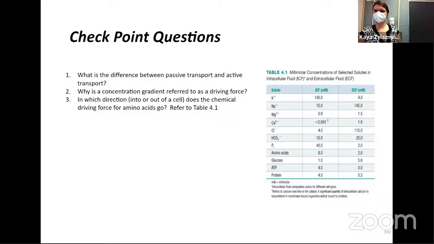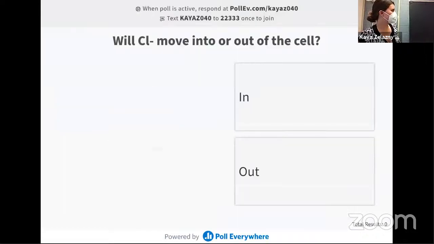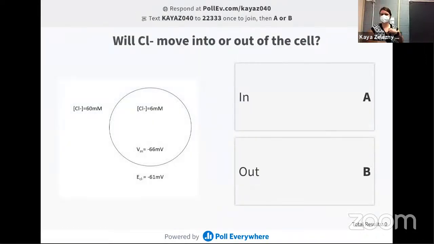So these are some checkpoint questions for you to practice on. Here are some concentrations. If you wanted to make yourself some practice questions, you might think about what this would do to your chemical driving forces and what situations in which you would have electrical driving forces and electrochemical driving forces pointing in other directions. But we'll do more practice questions in the future. I have one up here. Practice question.